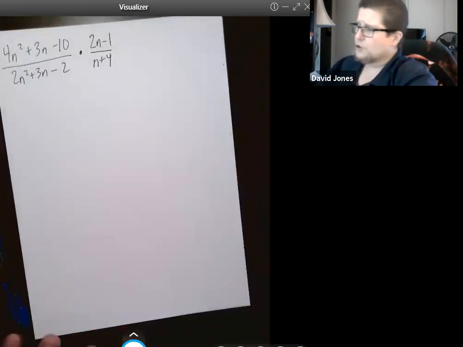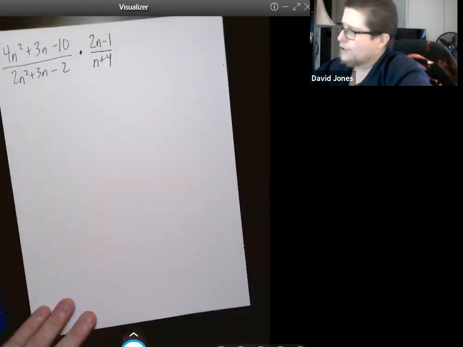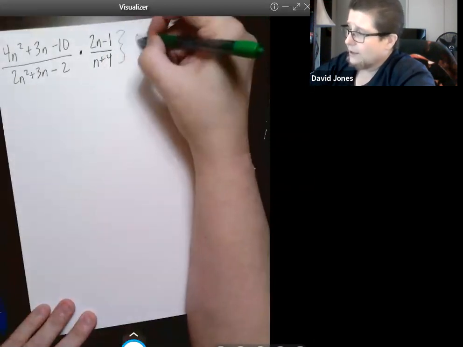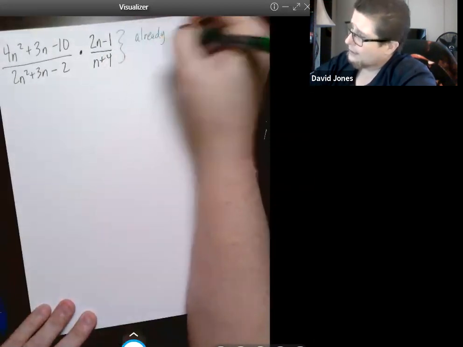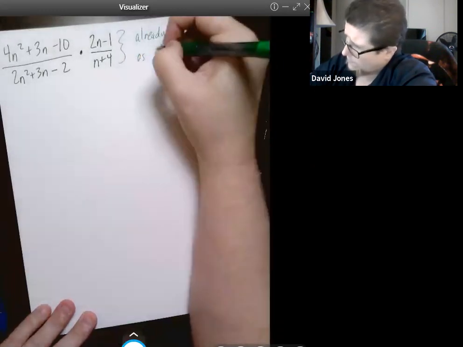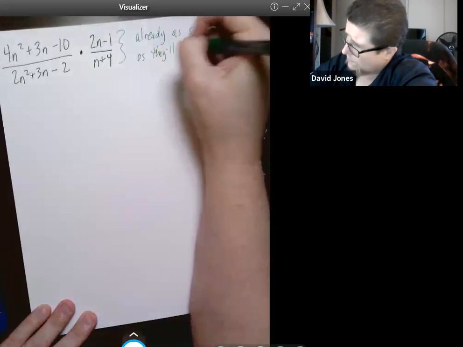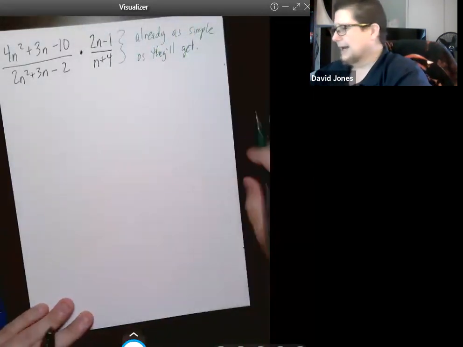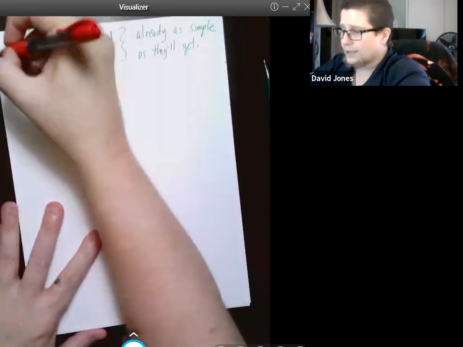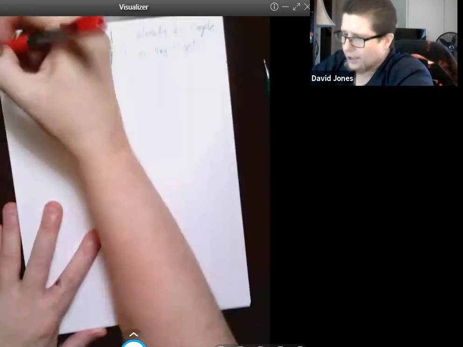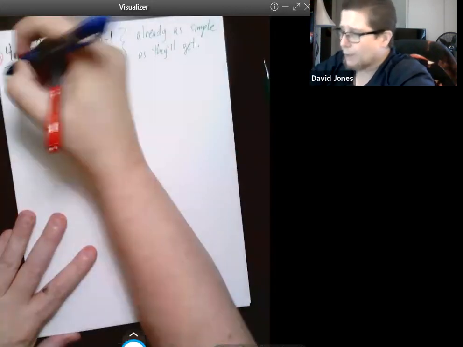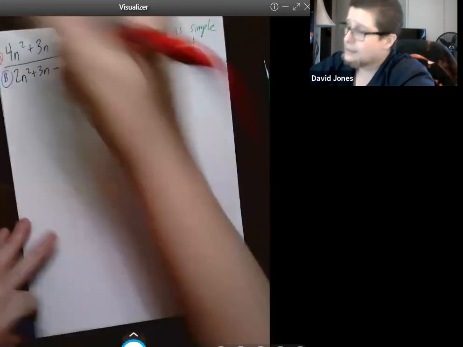Okay, I'll assume you paused it and worked on it. Note that the right ones, these are already simplified. Already as simple as they'll get. And I actually like to label them, what I'm doing when I'm doing work, because I don't want to do it all at once. I'm going to call this top part A, and I'm going to call this bottom part B.